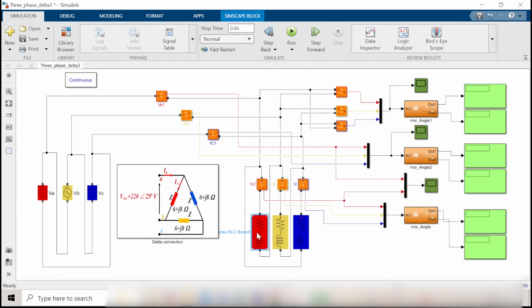So now we can connect that one as a delta. The end of phase A will be connected to the start of phase B. The end of phase B will be connected to the start of phase C. And the end of phase C will be connected to the start of phase A. I can do the opposite.